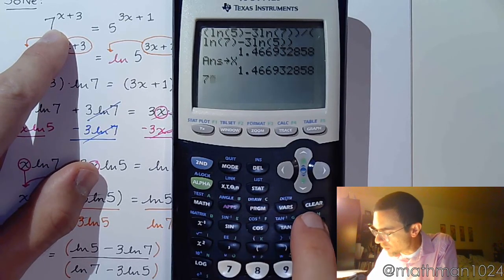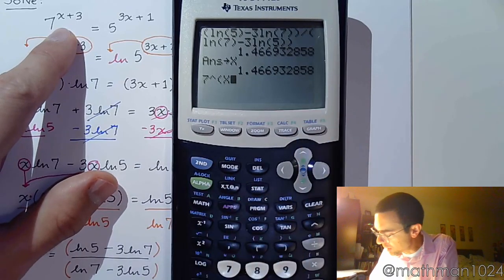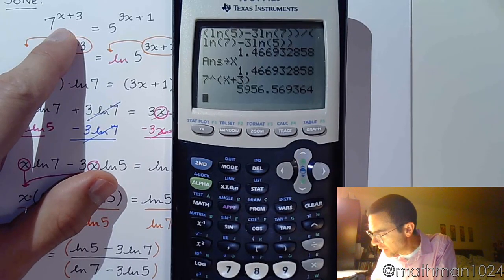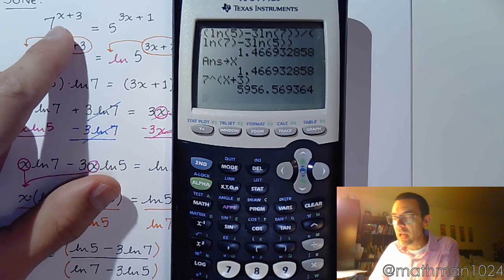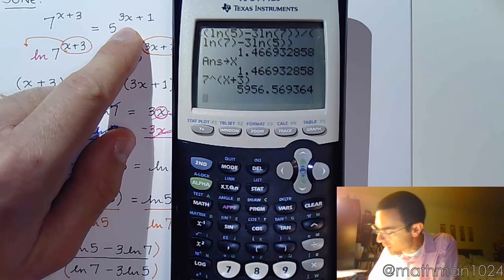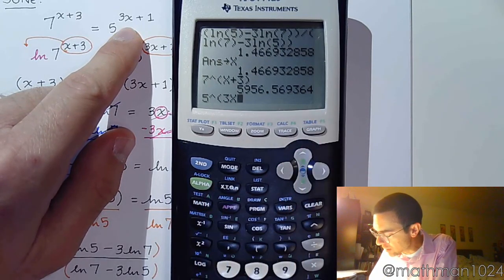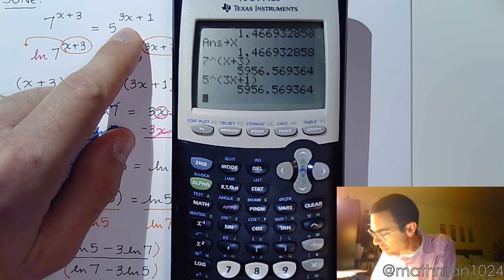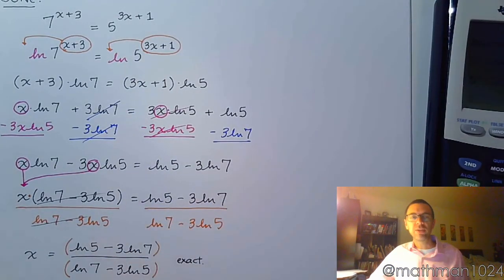So 7 raised, don't forget your parentheses, to the x plus 3 is that number. Okay, don't really care what that is. I just want to make sure that when I type this, I get the same number. So 5 raised to the parentheses, 3x plus 1. We get the same decimal when we plug that into both sides of the equation, so we know that what we have is true.